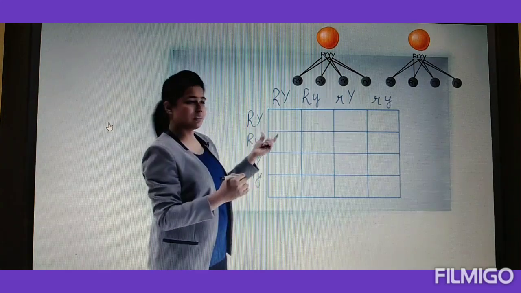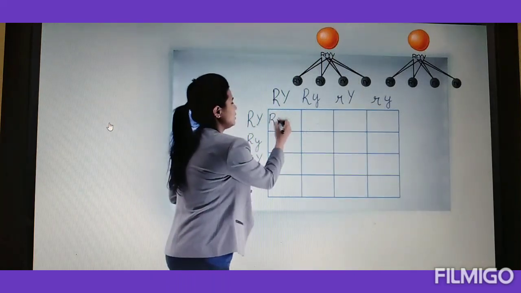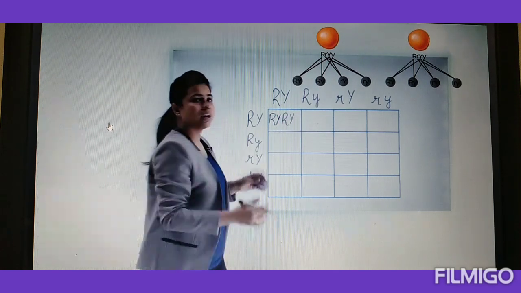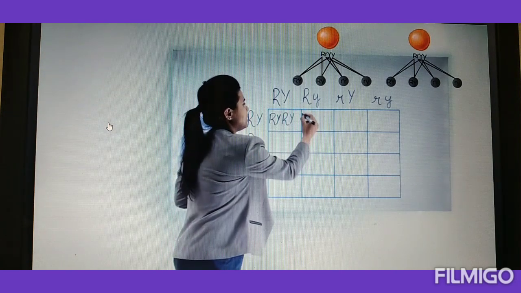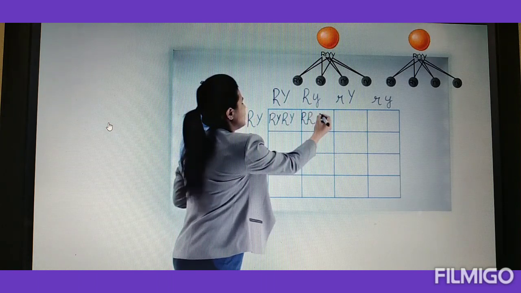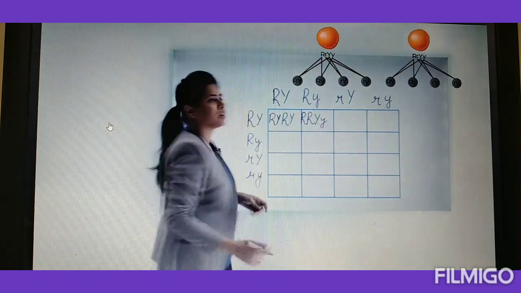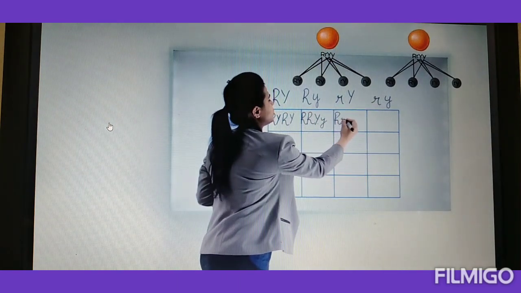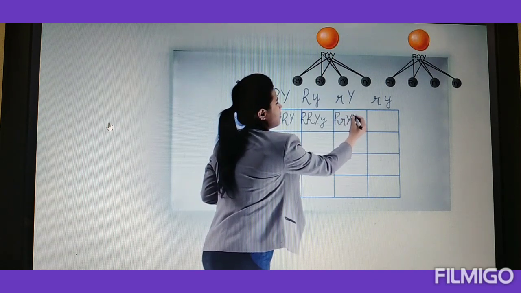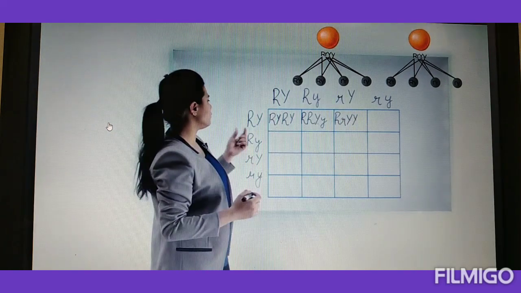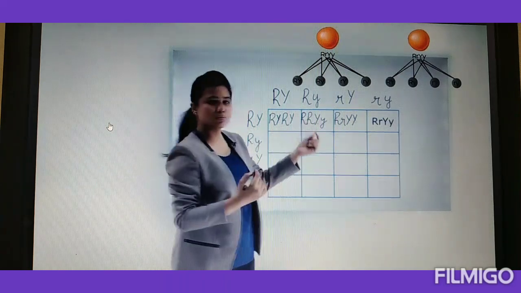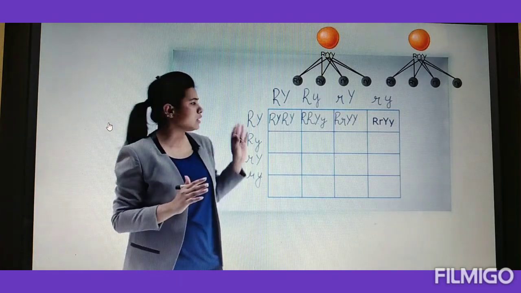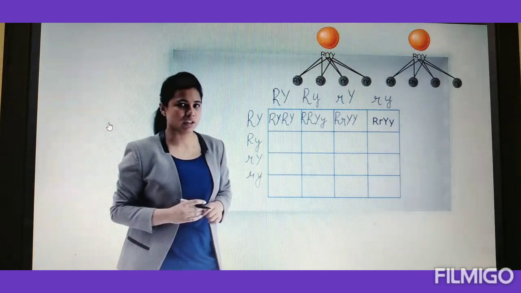So in the first, when we fuse, we will get capital R, capital Y, again capital R, capital Y. In the second cell we will get capital R, capital Y and small y. In a similar way, when we fuse the third one, we will get capital R, small r, capital Y and capital Y. In the fourth row also, we will get capital R, small r, capital Y and small y. In a similar fashion, if we fuse all the other gametes, we are going to get these combinations.